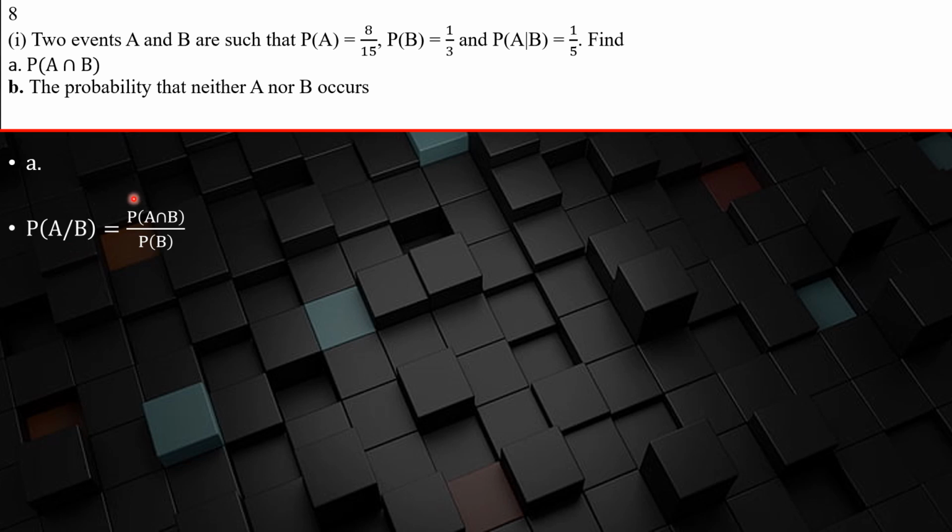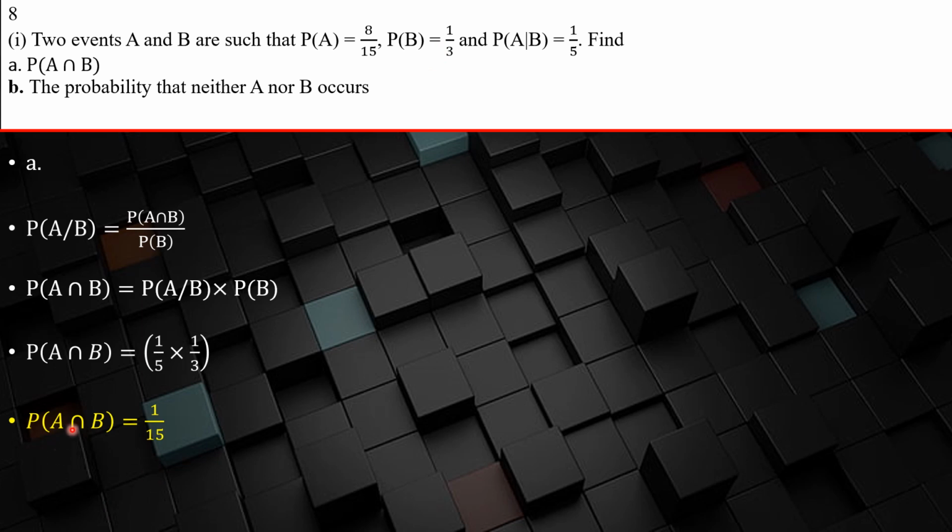Well, P of A given B is P of A intersection B over P of B, right? So we can make P of A intersection B the subject, and that is equal to P of A given B multiplied by P of B. And so P of A intersection B is 1 over 5, which is P of A given B, multiplied by P of B, which is 1 over 3. So our P of A intersection B is 1 over 15. Easy peasy, lemon squeezy.